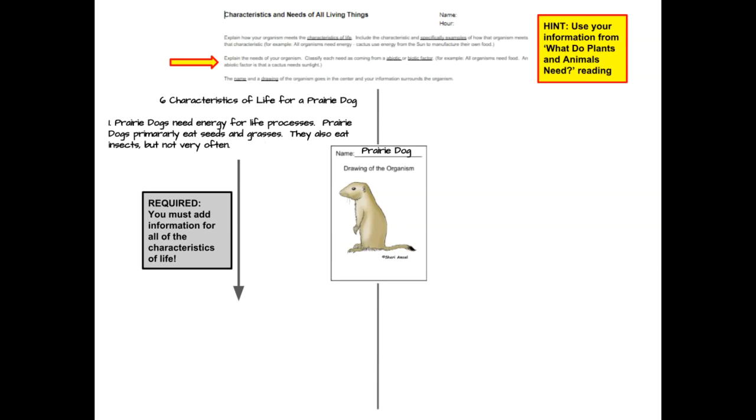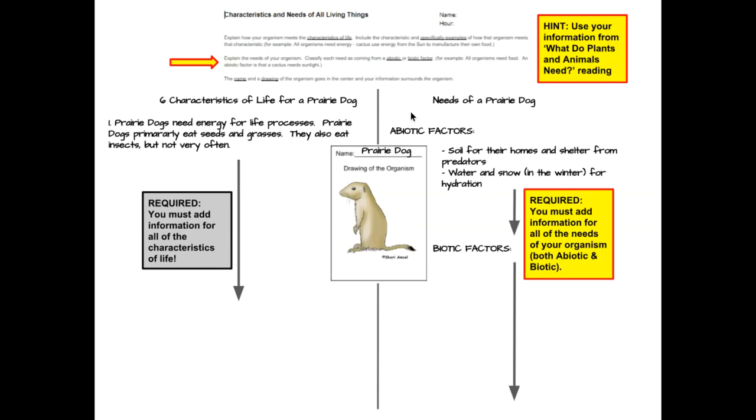The other thing you'll need to do is explain the needs of your organism. So this is going back to what do plants and animals need, and you should be classifying those as abiotic and biotic. For example, all animals need food. An abiotic factor of a cactus, they need sunlight. So for my example here, prairie dogs, I did this on the opposite side. Needs of a prairie dog, and I classified this in abiotic, which is non-living factors, and biotic, which is living.